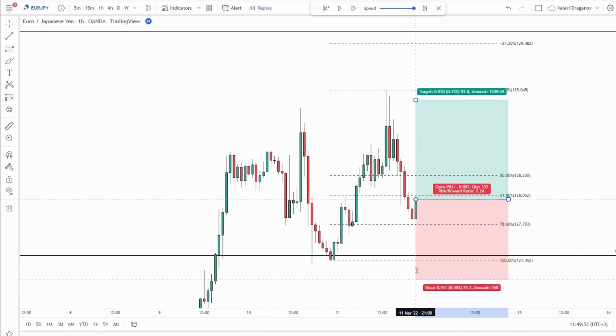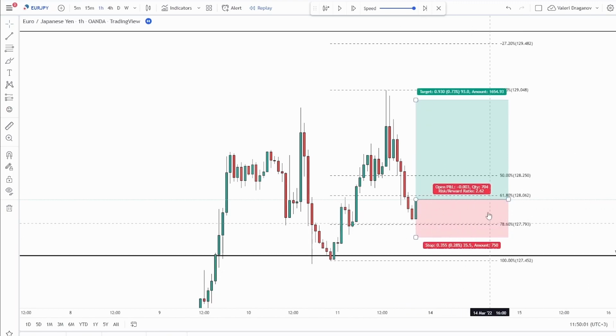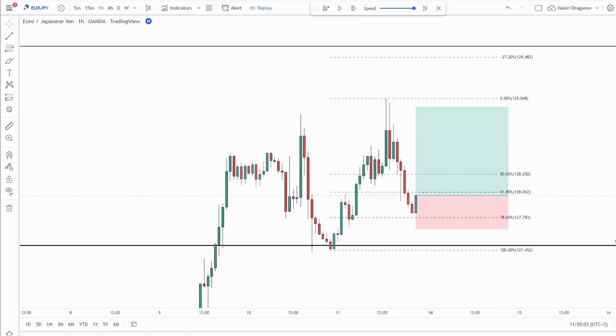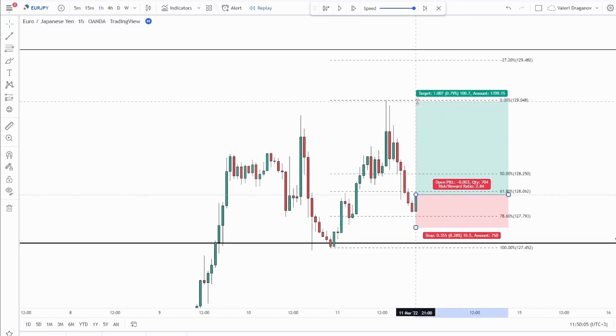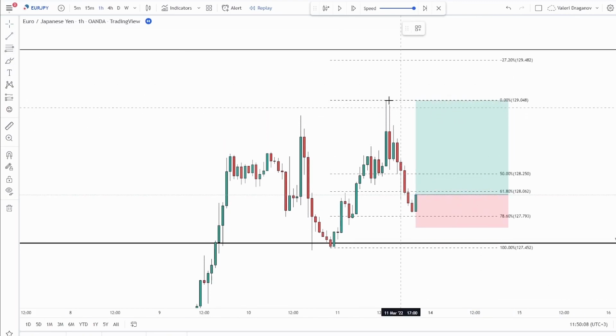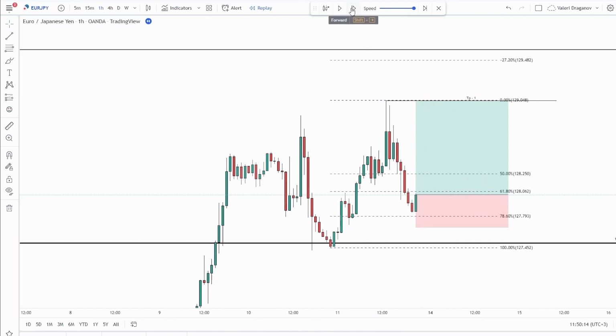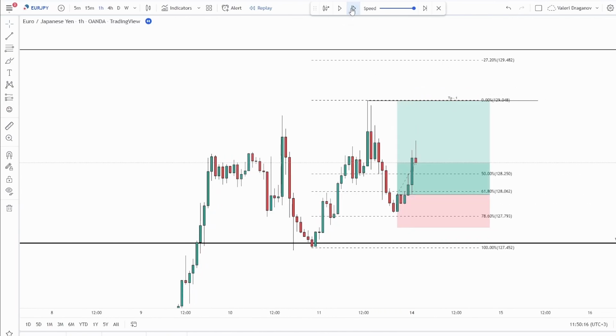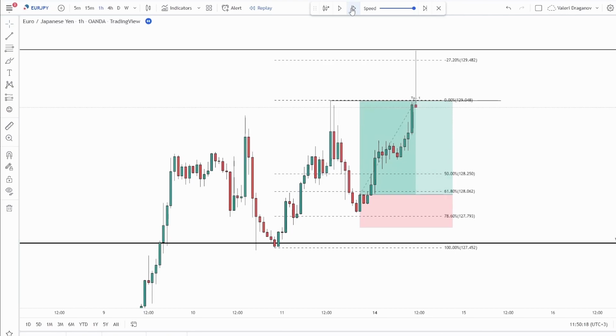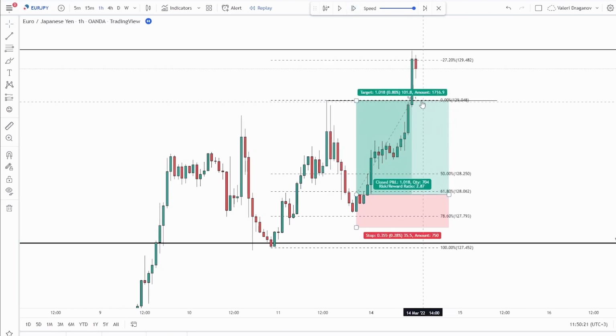Our stop loss, 10 pips under the 78.6, 35 pips. You can see it's a very shallow stop, which is good. Our first take profit on the 0% level. Let me draw it here. And let's see what happened next. Okay, here our first take profit is hit.